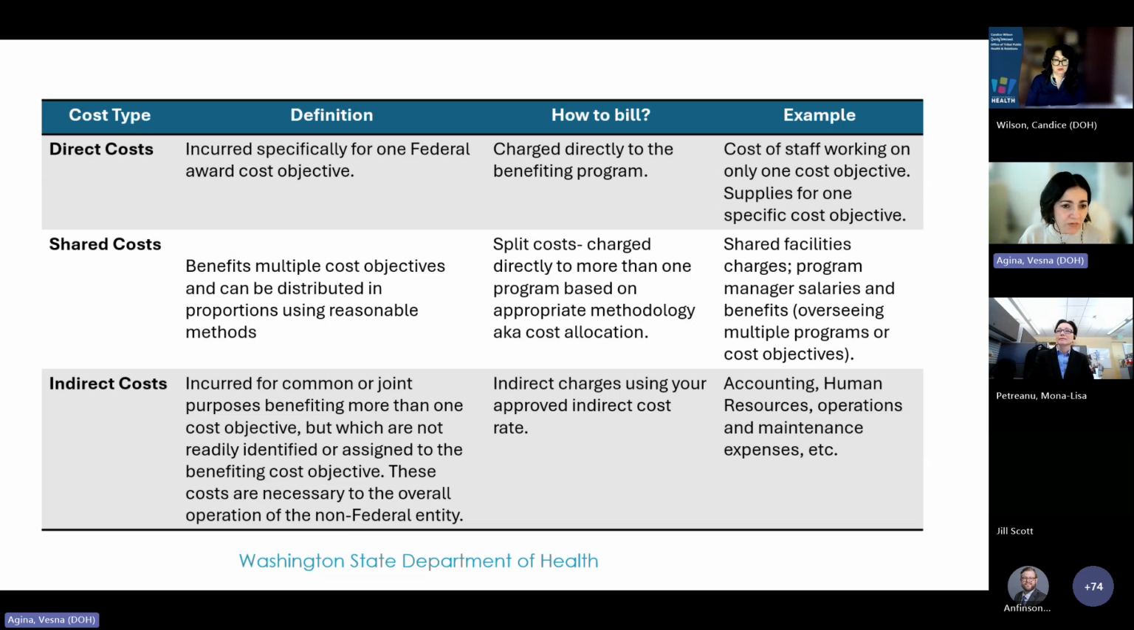And then we have indirect costs, which is the cost that we are talking about today. Again, those are usually charged using your approved indirect cost rate. Examples would be accounting and human resources. So those are the costs that benefit the whole organization, not just one project.